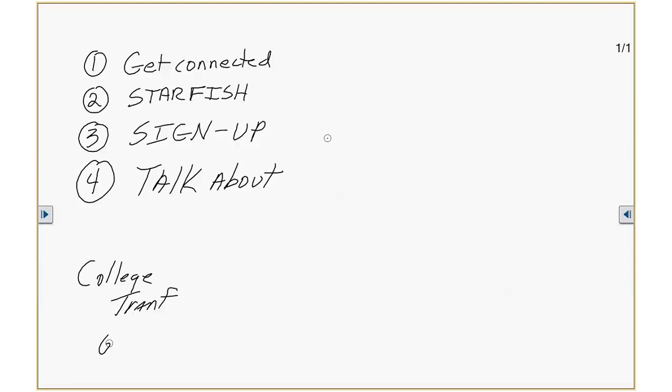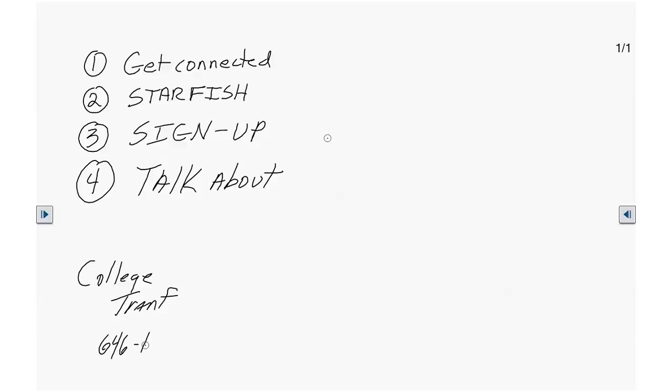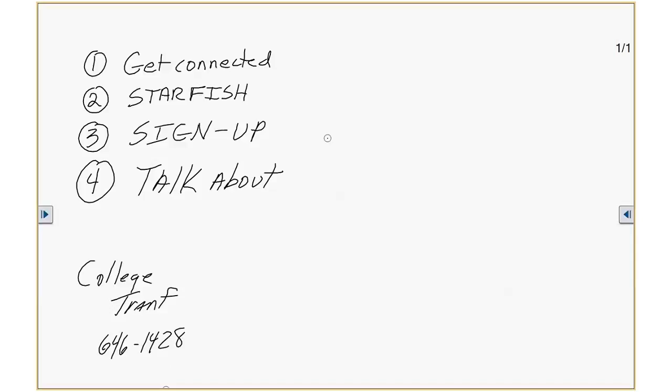you can call 646-1428 and tell them either you need to change your advisor or you need to ask about what your advisor is telling you. Now, each division has one of those numbers. If you're in the nursing division, you need to find that number and call that number. If you're in the IT division, you need to call the IT department and find out what their number is to change advisors or to ask about advisors. Anything having to do with your advisor, each division has a number to call.